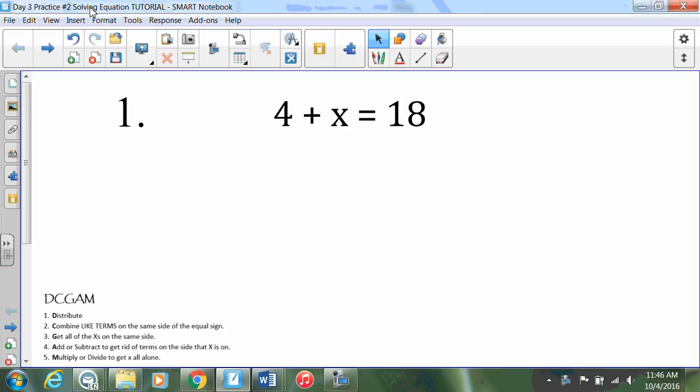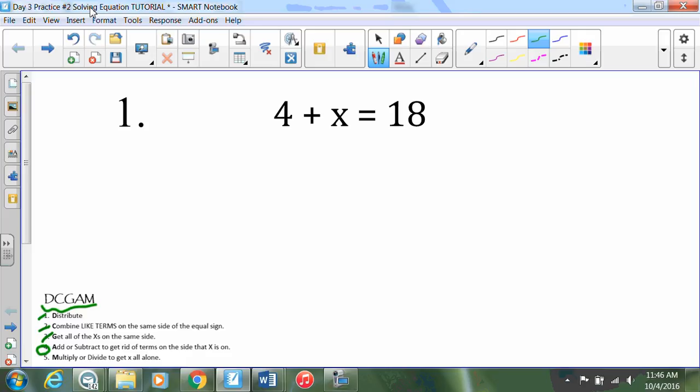So here we go. We see an equation, and we're going to follow our rules, our DC-GAM. Can we distribute? Nope, we can't. Can we combine like terms? Nope, there are none. X's on both sides? There aren't X's on both sides. So we can't do anything until we get down to step number 4. We couldn't do the first 3 steps. So step number 4 says add or subtract to get rid of terms on the side that X is on.